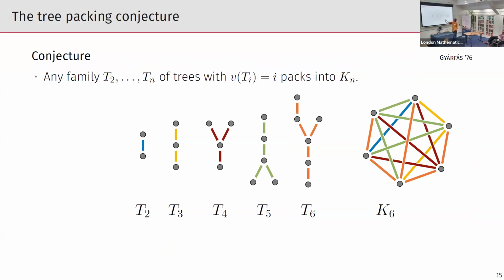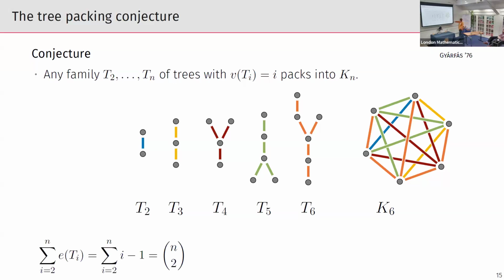we have some trees. I mean, you are allowed to give me some trees. Tree number i: the only thing I'm asking you is that tree number i has exactly i vertices. And then you give me trees from T2 up to Tn, where n is my number of vertices. And then the conjecture claims that no matter which trees you give me, we can pack them in the complete graph on n vertices. And this actually has to be a decomposition. Why is this? Well, a tree on i vertices has exactly i minus 1 edges. If I sum up these i minus 1 edges, then I get exactly n choose 2.